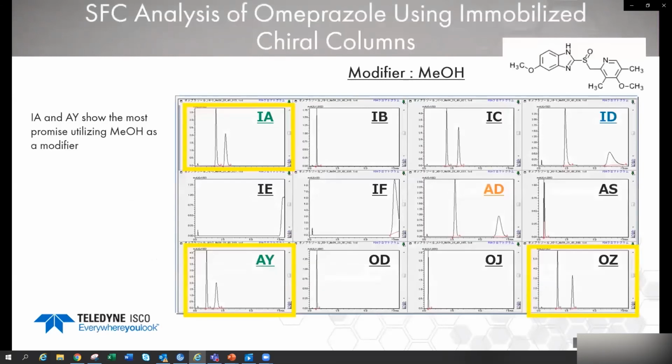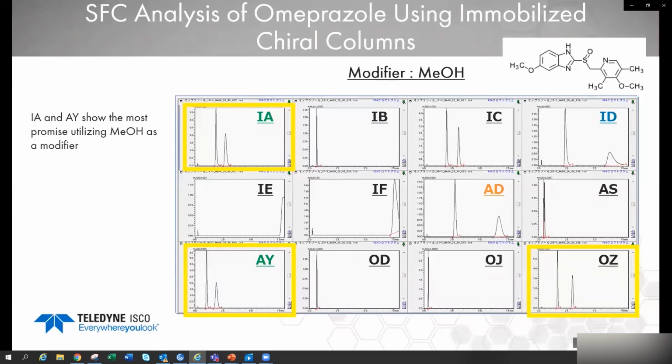Next, I'm going to get into some chiral compounds that I ran myself prior to coming to Teledyne. This is basically a plethora of columns from Chiral Technologies. As I mentioned, I showed you the slides earlier. What I want to show most importantly is the fact that we can do different things with different modifiers. Each one of these individual columns can perform differently in SFC. The IA, AY, and OZ, as you'll notice, are highlighted. And we'll show you why in a second.